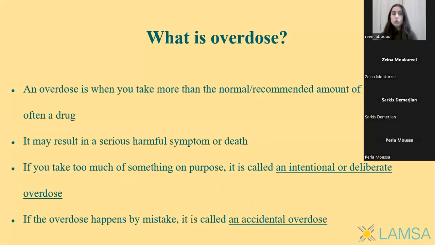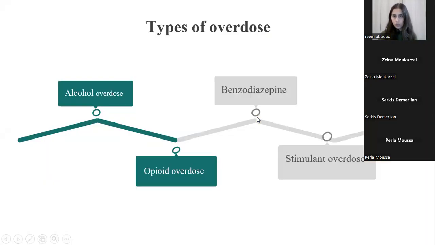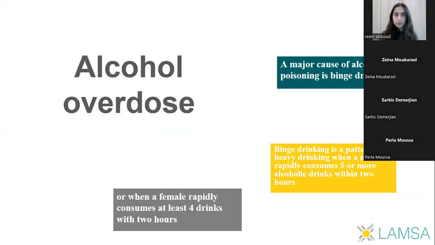Now, if you take too much of something on purpose, this will be called an intentional or deliberate overdose. But if the overdose happens by mistake, then we call it an accidental overdose. So we're going to go over four types of overdose mainly: the alcohol overdose, opioid, benzodiazepines, and the stimulant overdose.